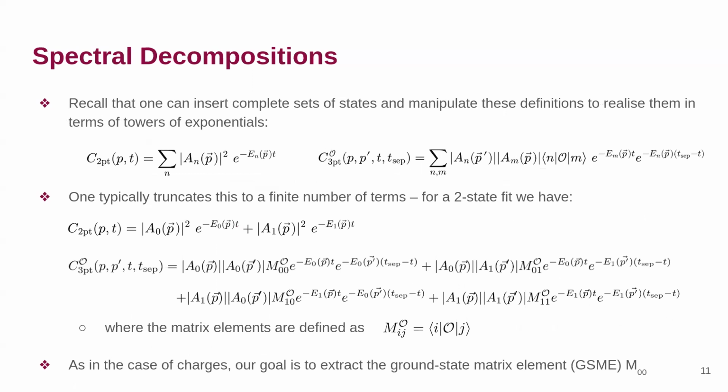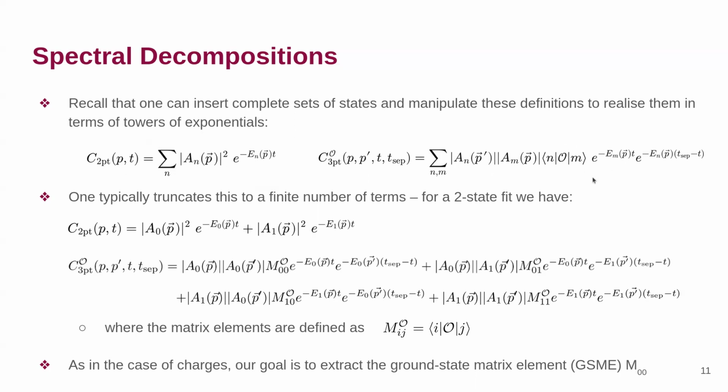Now, again, I'll just recall from your previous classes that we can insert complete sets of states, and manipulate these definitions of the correlators to realize them in terms of towers of exponentials. So we have this sum of exponentially decaying terms for the 2-point correlator, and a similar sum over decaying exponentials with these matrix elements for the 3-point correlators.